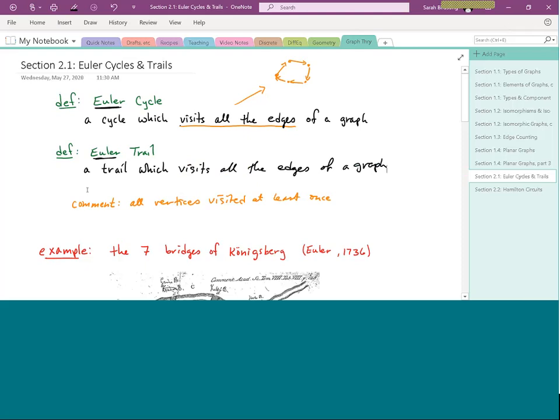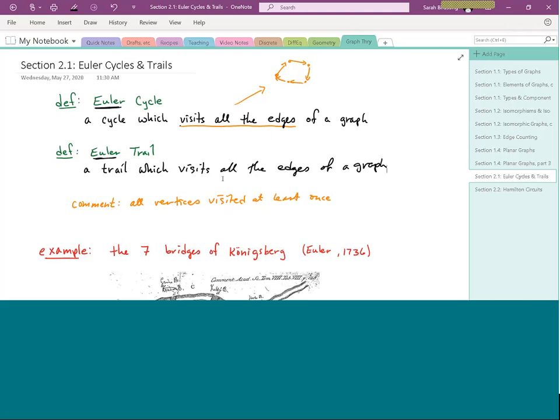more than once. The edges that you were traveling down had to cross over each other. In both of these two, you're not allowed to use an edge more than once. So you're going to visit each edge exactly once. That's the key thing. Those are the two main definitions of the entire section. It's a really short section.